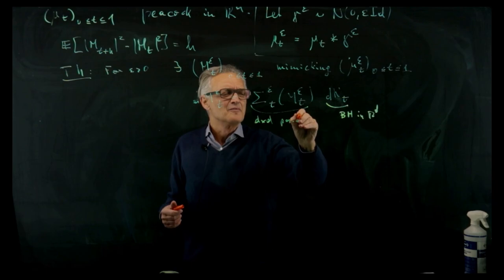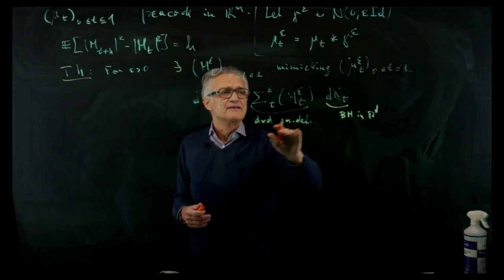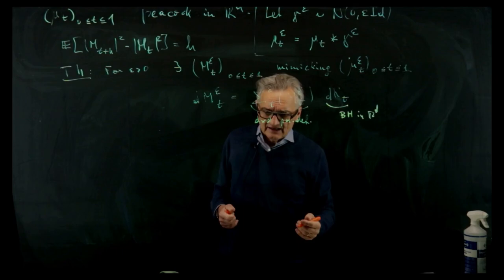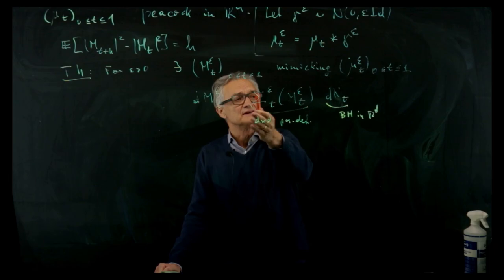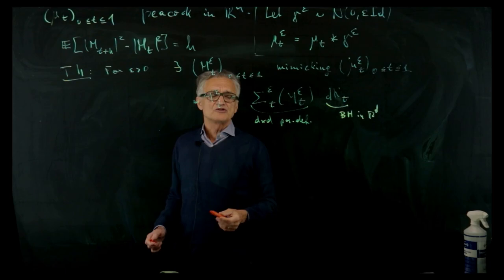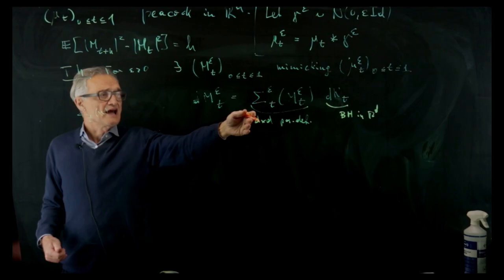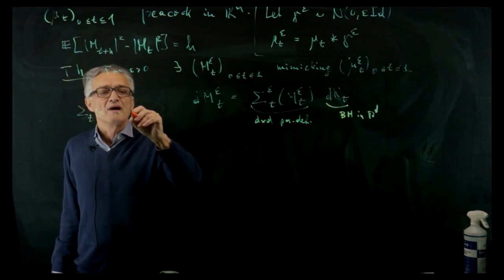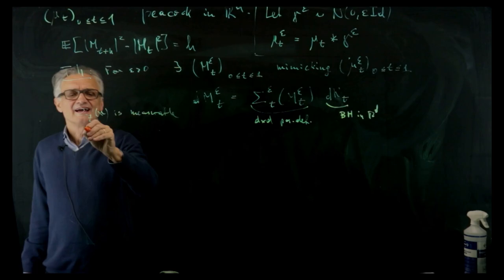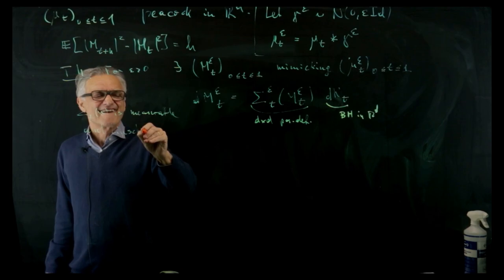And this diffusion should be understood as an Ito differential equation. So in other words, this is to be interpreted as Ito integrals with respect to this Brownian motion. And the sigma of t and of x takes values in the positive definite matrices, is measurable and Lipschitz in x.